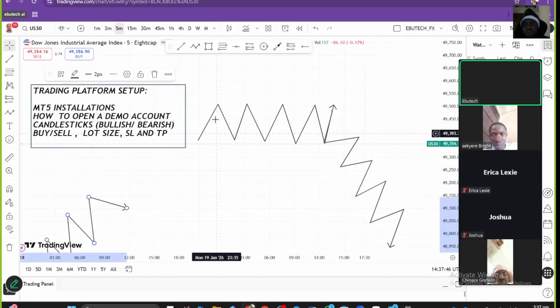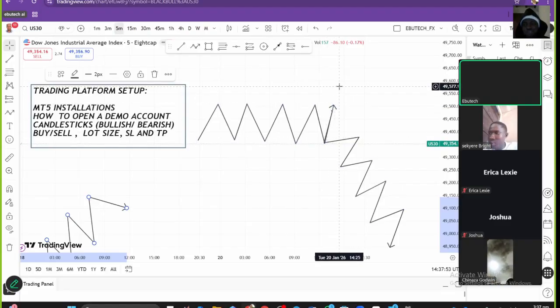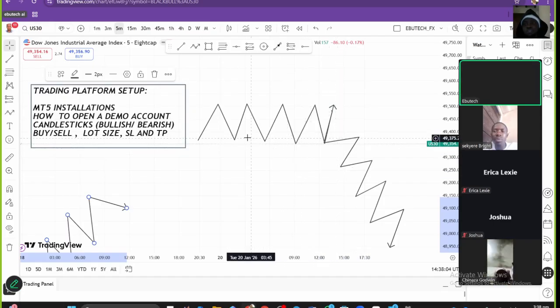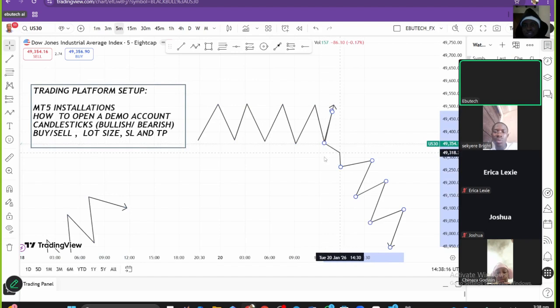When the market is consolidating, you are expected to avoid the market because you don't know the next direction. You don't know whether the market is going to go up or push down. So once you see that the market has broken this consolidation zone, the only thing you are waiting for is a pullback. Once you see a pullback, something like this, then you can now enter the market. Then you take it down like this.